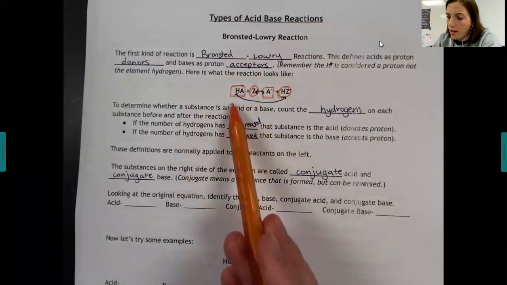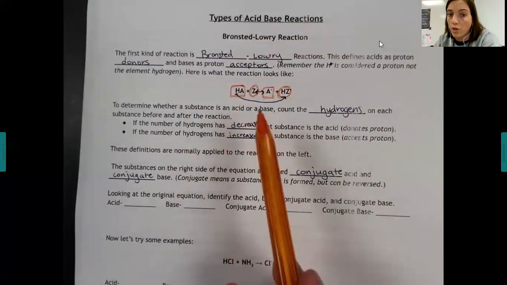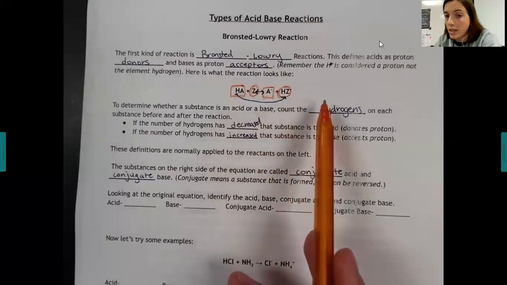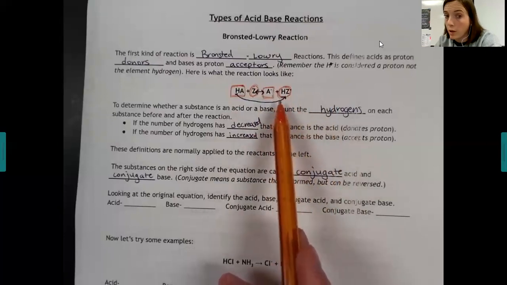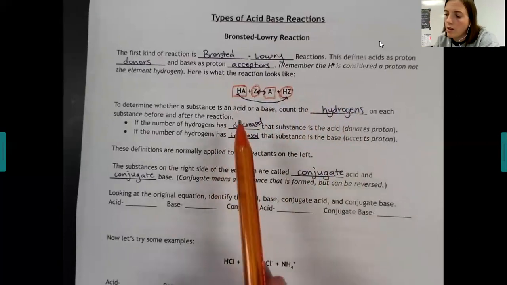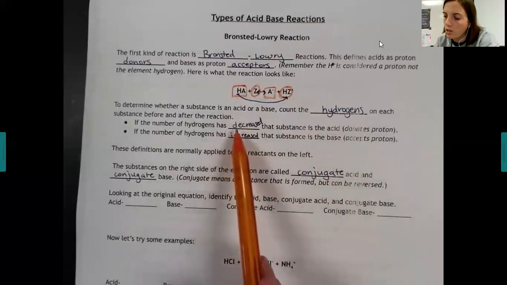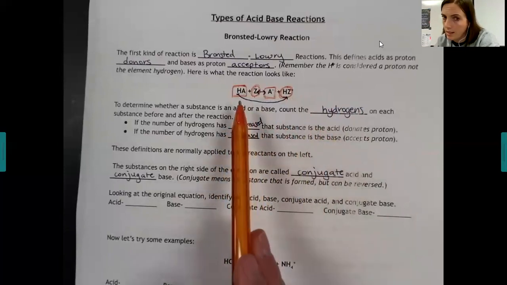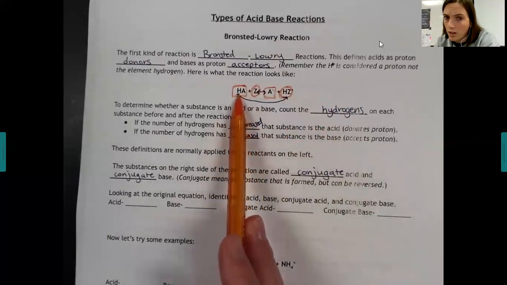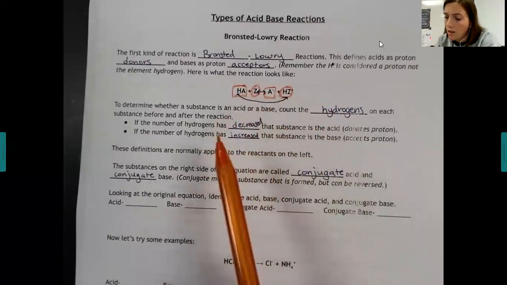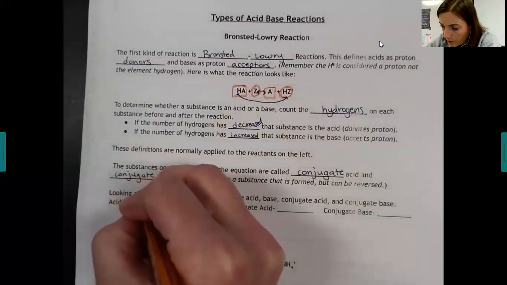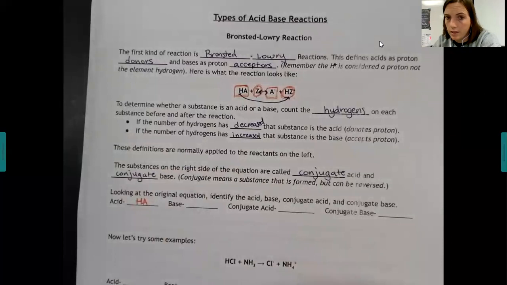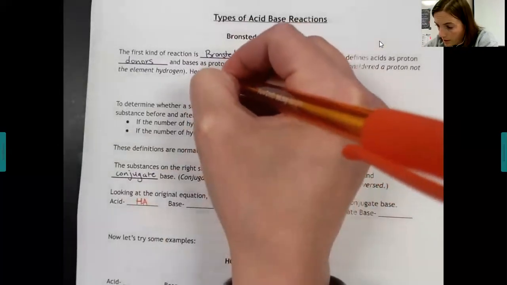If it's on the left side of the arrow, then it's either the acid or the base. If it's on the right side of the arrow, then it's the conjugate acid or the conjugate base. The word conjugate only applies to things on the right side. As far as the left side goes, if the hydrogen decreases, that substance is the acid. We have hydrogen here, but we don't have hydrogen here, so it's decreasing as we go left to right. That means HA is the acid.